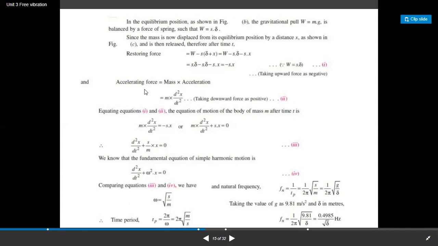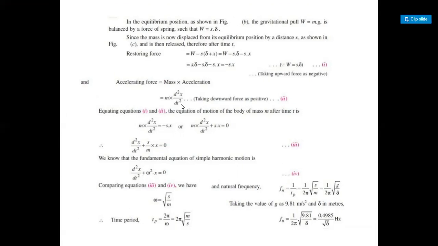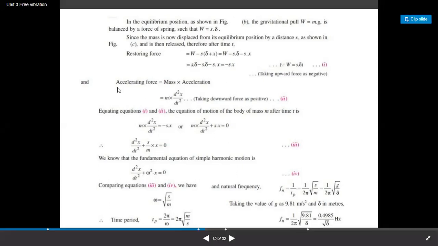The accelerating force is mass into acceleration, where mass is m and acceleration is d square x by dt square, of the accelerating body, the spring or vibratory system. Now, the accelerating force and restoring force have the same value, so we can equate both equations.